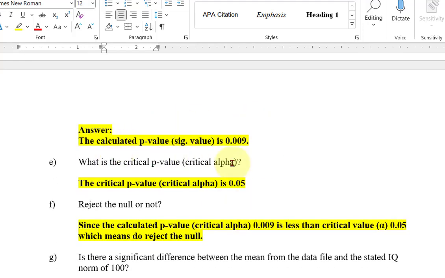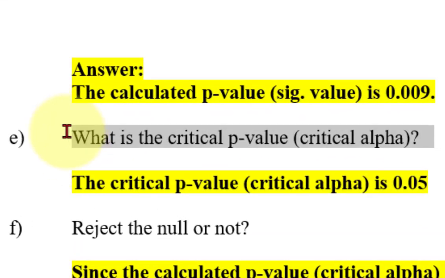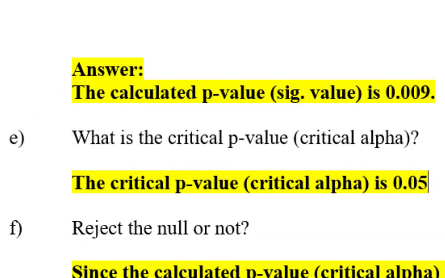And the critical, a lot of you guys missed this one on all of them. That was the easiest one there was. The critical p-value is always 0.05 unless somebody else tells you. So it is assumed to be 0.05. That's the critical alpha; it tells you to reject the null or not.